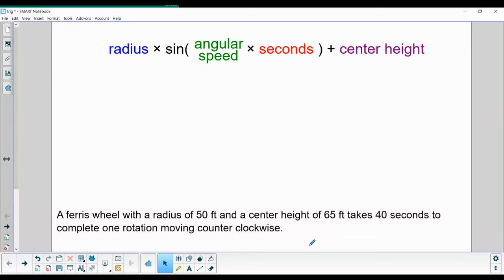So today we're going to look at how to write a sine function when it relates to Ferris wheel problems. The first part of a function is our radius, and our radius is our given. So it should always be given to you in the problem.